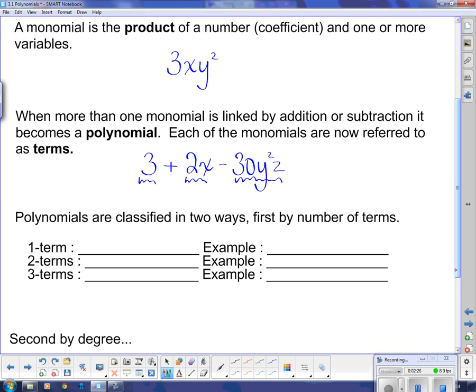Now, polynomials are classified in two ways. First, by the number of terms. One term we've already dealt with. One term like 2x cubed, that is a monomial. If I link another term onto that, say I have 2x cubed and I link a minus 5, that's another term. It's called a constant term because it doesn't have a variable with it. But now that I have two of them, the prefix for two things is bi, like bicycle. So this is a binomial.